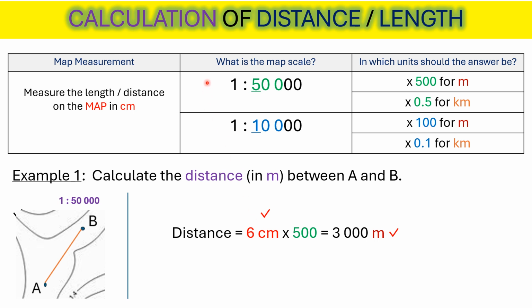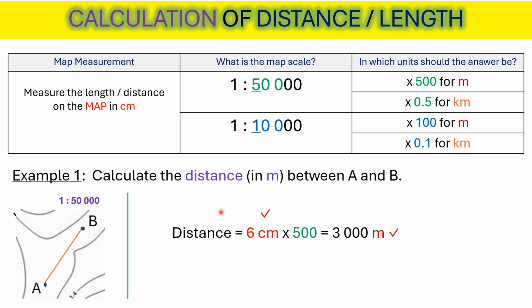The next step would be to establish which map scale I'm working with. In this instance, I'm working with a 1:50,000 map. So I'm going to go up here, 1:50,000 map scale. The third question to ask is which unit should the answer be in. In this instance, the answer needs to be in meters. So I've measured on the map. I've established that I'm working with a 1:50,000 map, and because my answer needs to be in meters, I'm going to multiply by 500 in order to get a final answer.